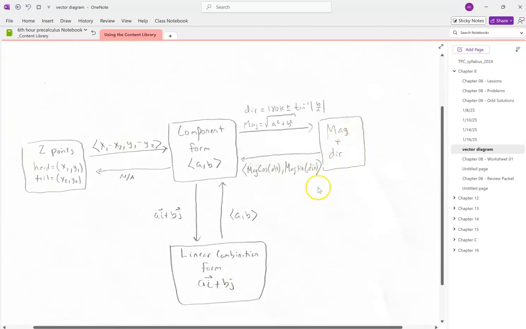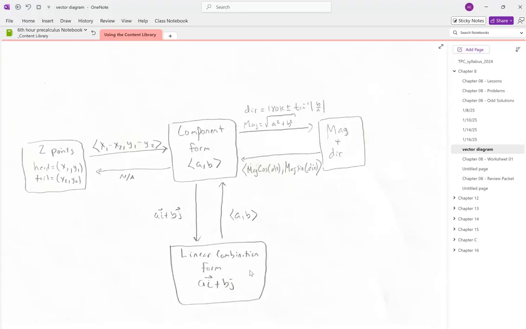If I want to go from magnitude and direction back to component form, I do this: magnitude times cosine of the direction, magnitude times sine of the direction. So I drew this up here for you guys to see how to translate back and forth between these forms. I figured that's probably helpful.